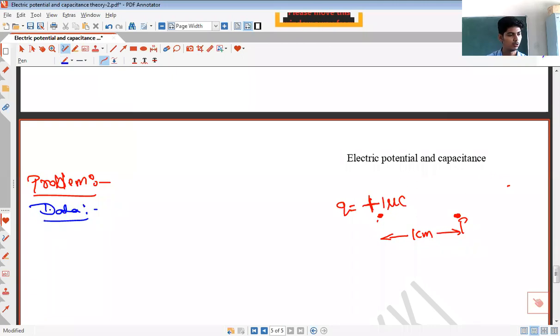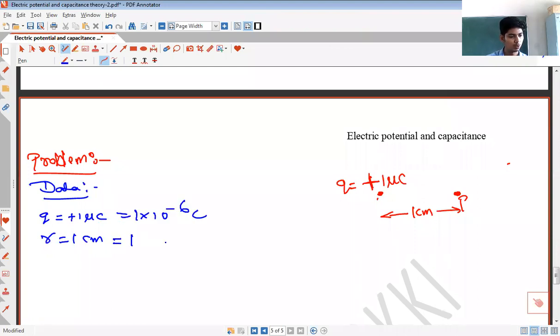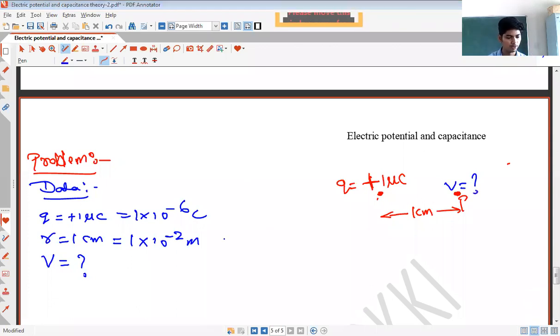Look at the data again. We have the source charge. Source charge is 1 microcoulomb and the distance of the point is 1 centimeter. 1 microcoulomb is nothing but 1 into 10 to the power of -6 coulomb. 1 centimeter is 1 into 10 to the power of -2 meter. So we need to calculate the potential at this point. Think you are answering. Okay, 9 into 10 to the power of 5. Very good. Now we'll calculate.